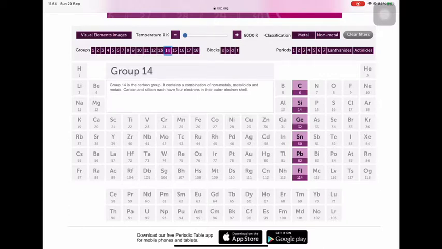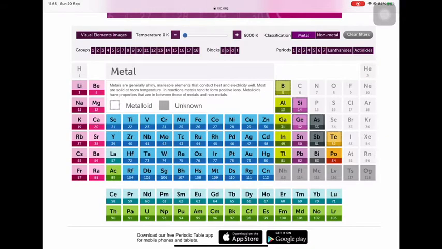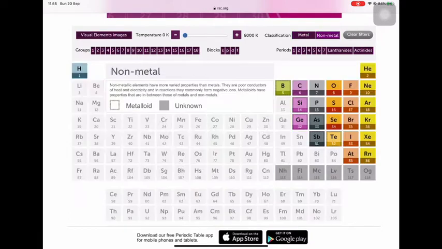So metalloids are the elements that are in between the metal and non-metals, as you can see here. Yeah, metalloids are elements with properties that are in between those of metals and non-metals. You can also click up here for metal. So these are all elements with metallic properties and also non-metals, and mostly they are in the p blocks. Now we have the d blocks right here.